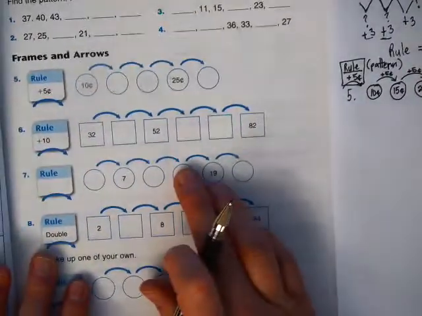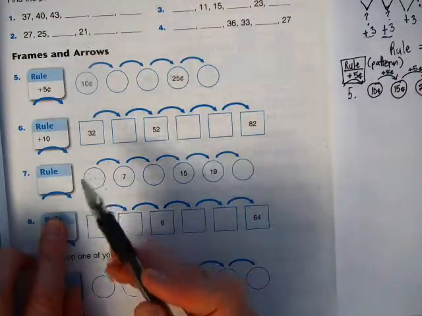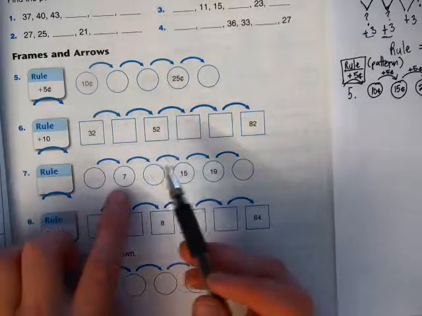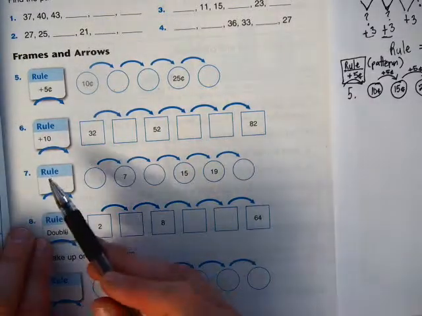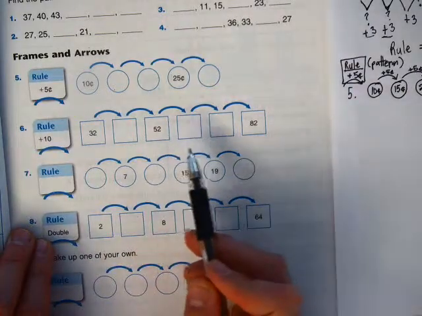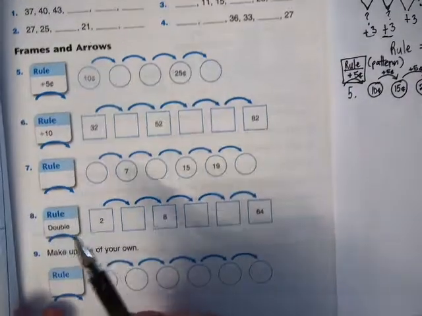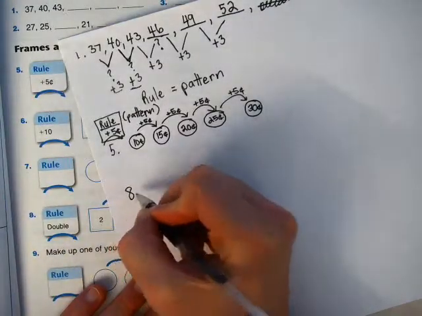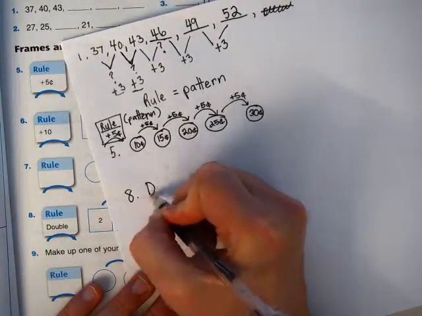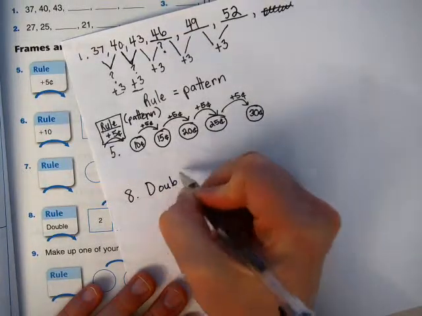Then you've got number 6, number 7. At number 7 it doesn't start it out for you. So you'll have to figure out what happens between these two numbers. That will be your pattern, and then you check it. You check and see if that works for you. Number 8, this word is double. D-O-U-B-L-E. Double.